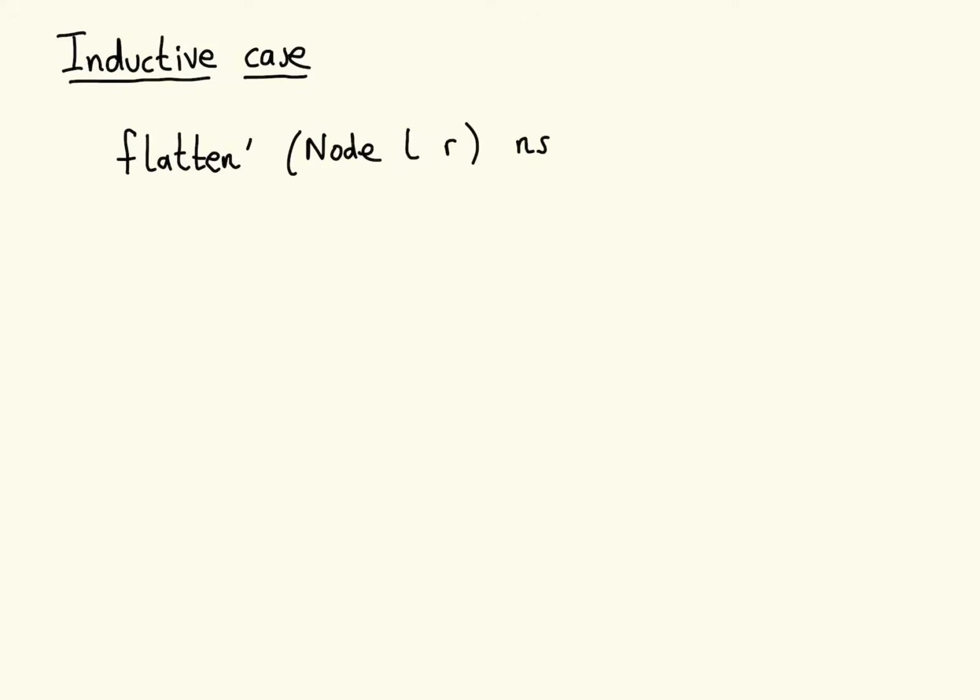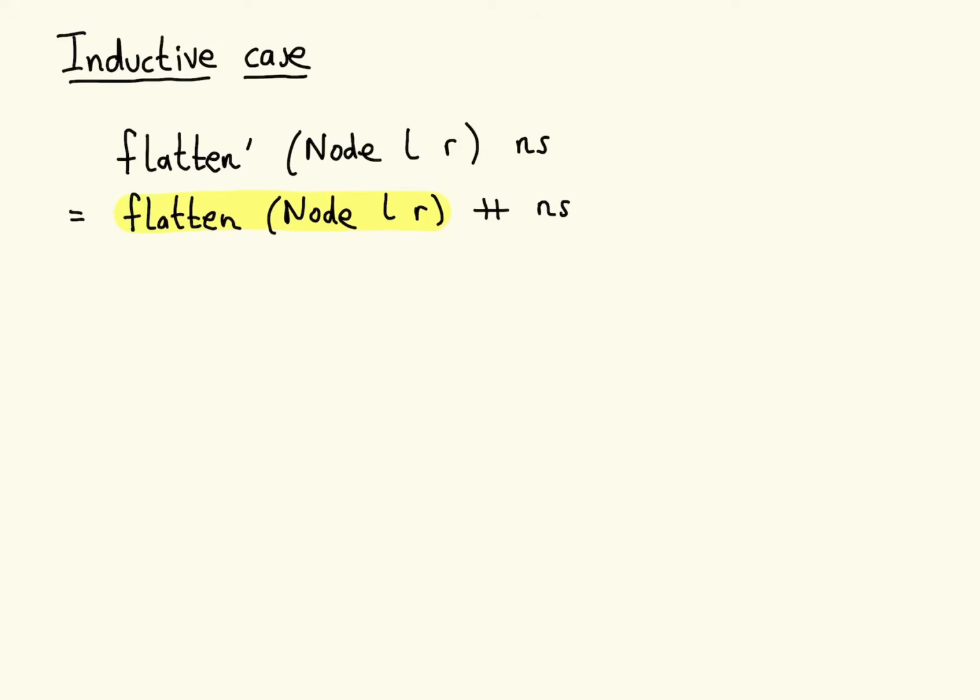So if we apply that equational specification, what we would get is we would have flatten of the node L R, and then we would be appending ends on at the end. So we've simply applied the specification for the flatten prime function. Then we can think, well, what do we do now?